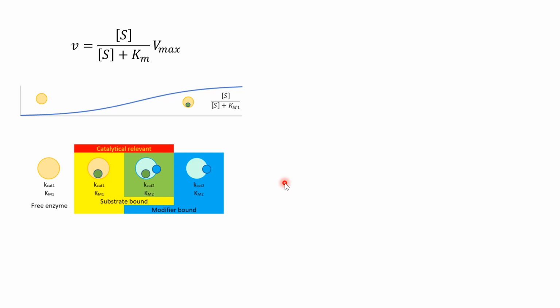enzyme binding with substrate, enzyme binding to your modifier, and then enzyme binding with modifier and substrate at the same time. And in those situations, the catalytically relevant ones, the ones which are converting substrate to product or not, if the inhibitor is a complete inhibitor and completely shuts the enzyme off, are these two, the ones that have substrate associated with them.